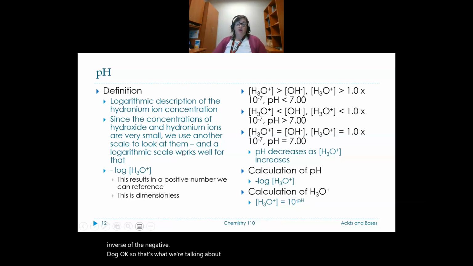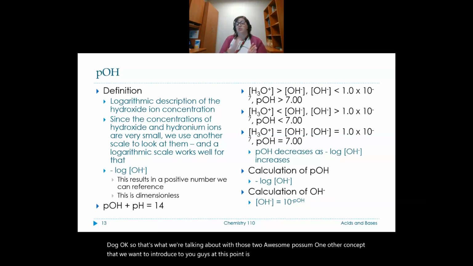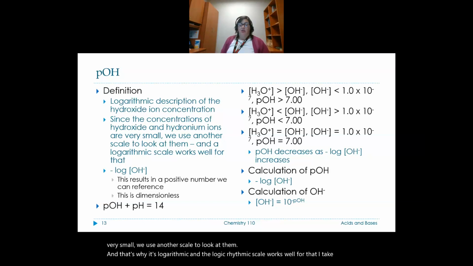Awesome possum. One other concept that we want to introduce to you guys at this point is something called pOH. Just in the same way that we've talked about the H3O plus concentration, we can talk about taking the negative log of the OH minus concentration, and that gives me pOH. So it's a logarithmic description of the hydroxide ion concentration. Since the concentrations of those two things are very small, we use another scale to look at them, and the logarithmic scale works well for that. I take the negative log of the OH minus. This results in a positive number that we can reference, and it's dimensionless, just like before.